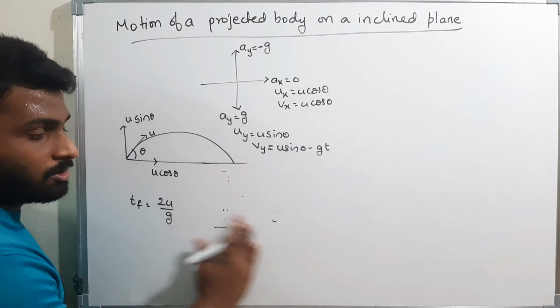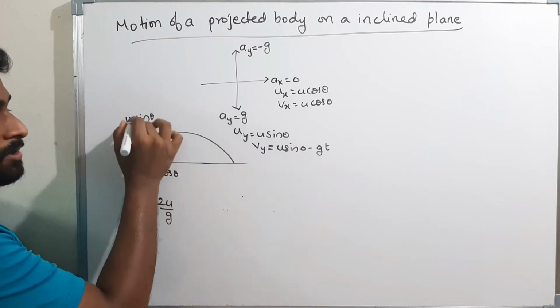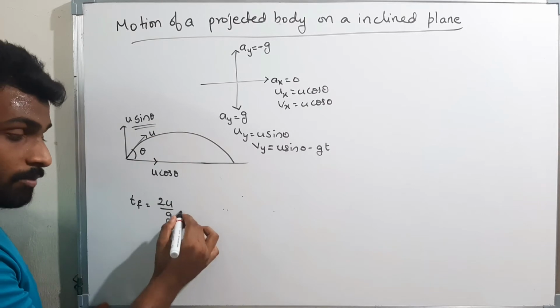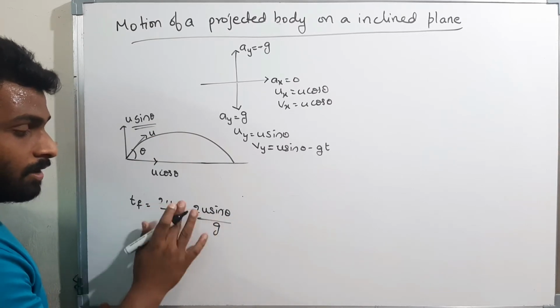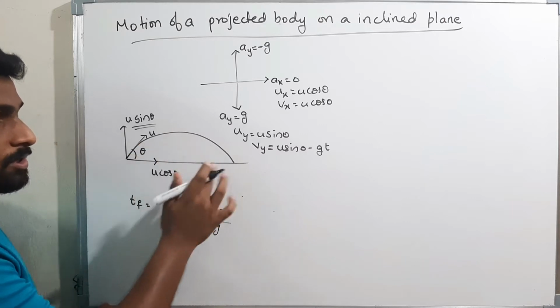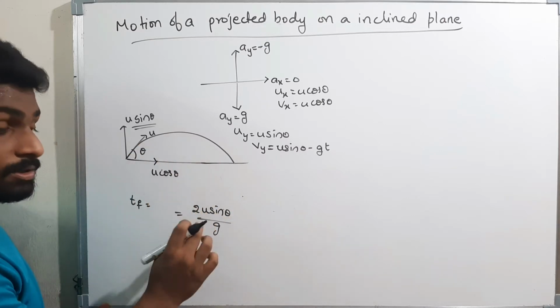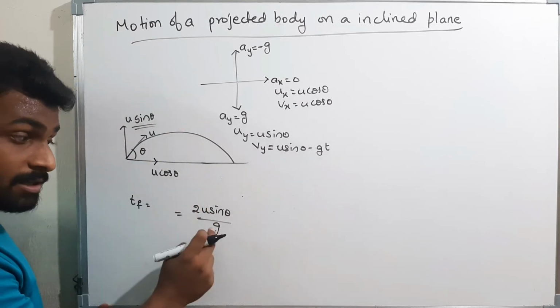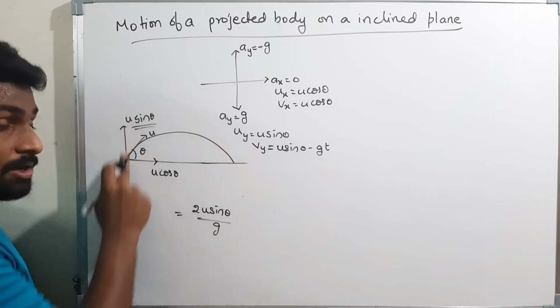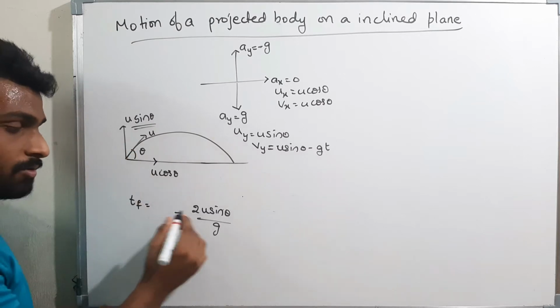Therefore, for a projectile motion, what is the vertical velocity? That is u sin theta. Therefore, the time of flight is 2u sin theta by g. The time of flight of the projectile motion is 2u sin theta by g, that is, 2 times the vertical velocity divided by the vertical acceleration. g is the vertical acceleration in this direction. Okay, well and good.